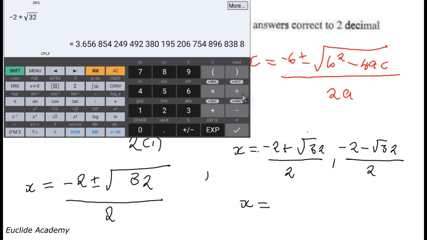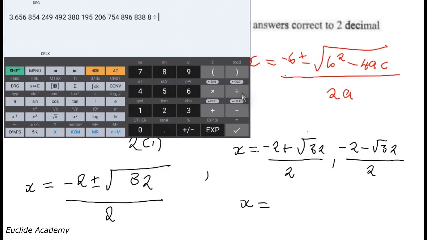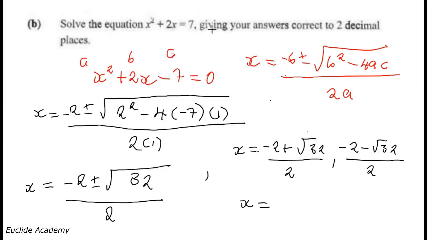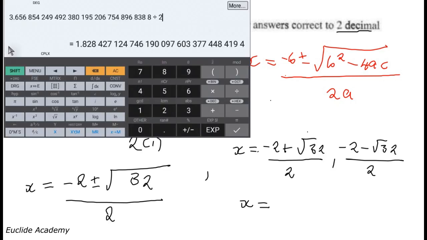Once you punch the equals sign, next you punch the division sign. You divide whatever answer you have by 2. Remember, we're dividing by 2 here, so divide by 2, and then you get your answer, which is 1.828, lots and lots of numbers, but here they want us to give the answer only to 2 decimal places.